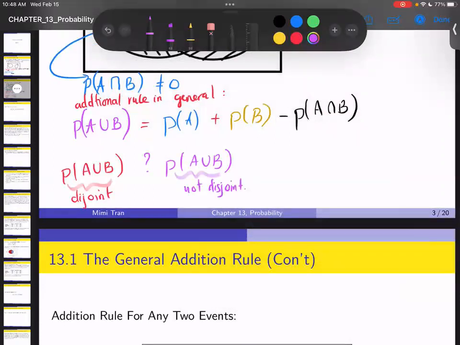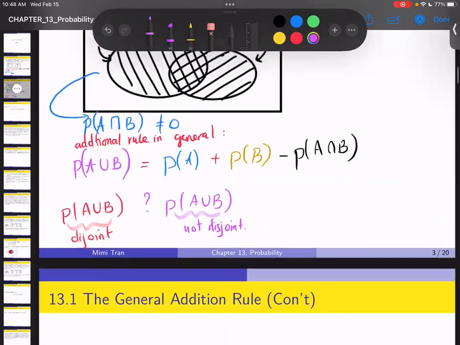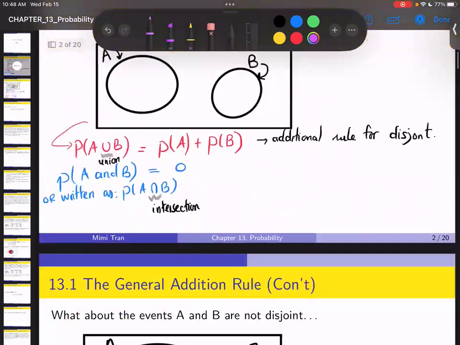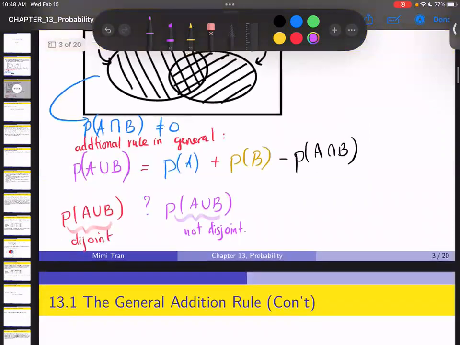That's disjoint. Which inequality do you think is going to hold? You think the probability of A union B for disjoint events like that is bigger or smaller than the probability of the union of not disjoint events? Pretty simple, actually.